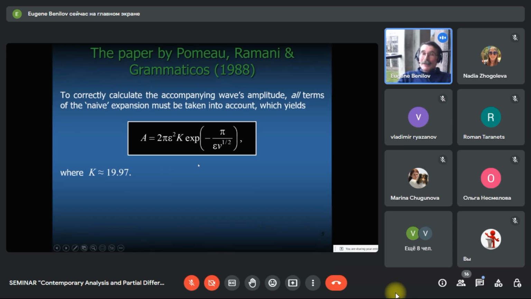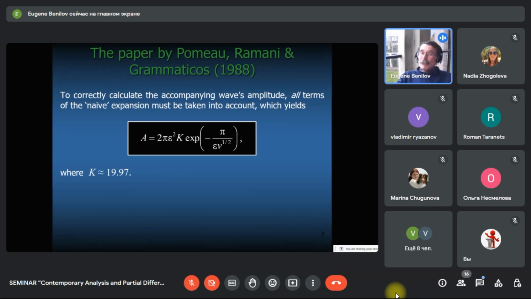So they calculated all terms of the initial expansion and substituted into the equation to calculate the amplitude of the radiated wave. And they found that instead of 1, as in Kopman's analysis, it was about 20.